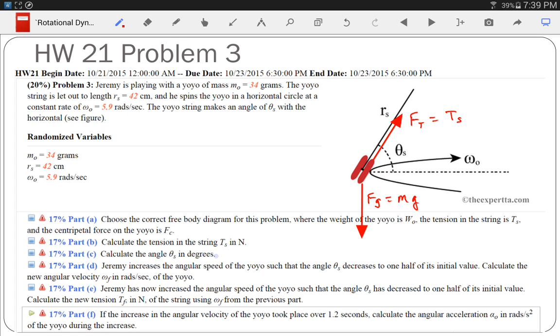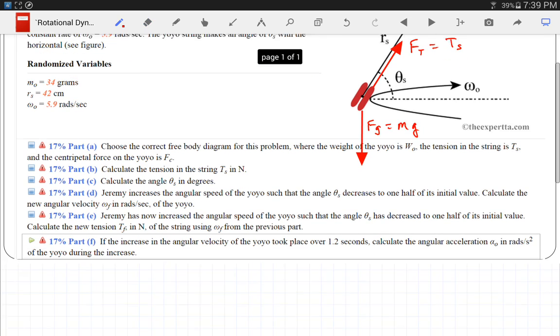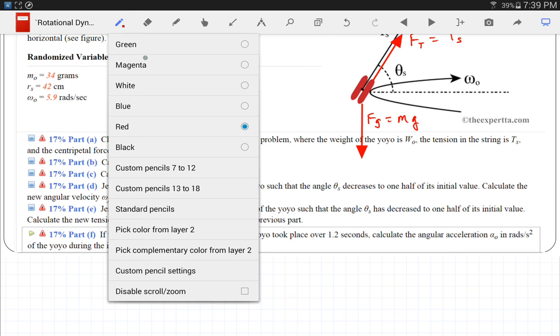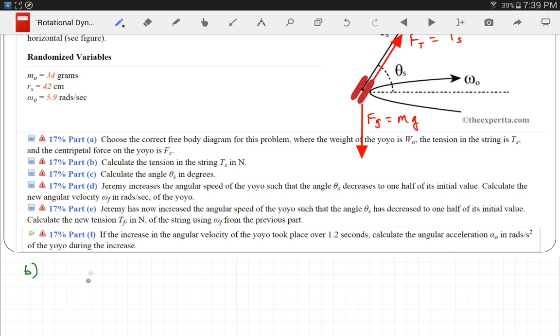Part B, calculate the tension in the string Ts in units of newtons. So I look at my diagram. I have force of gravity downward, force of tension over here to the right. I am going to start off by saying, let's make ourselves a force triangle using Newton's second law. So I'll start part B down below here. Sum of the force vectors is equal to mass times the acceleration vector. Well, the acceleration vector is toward the center.